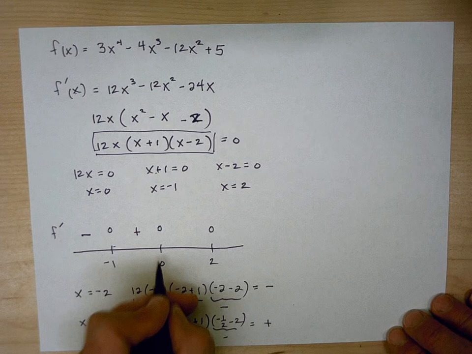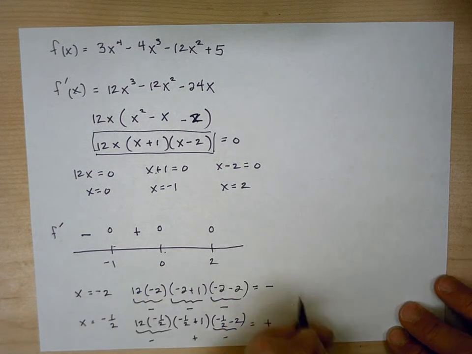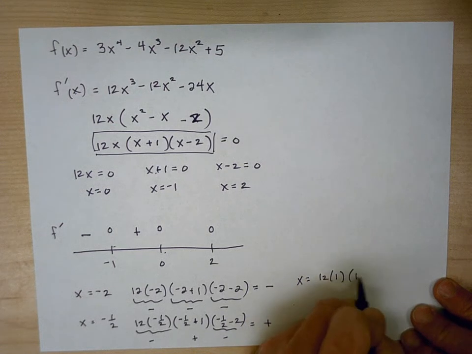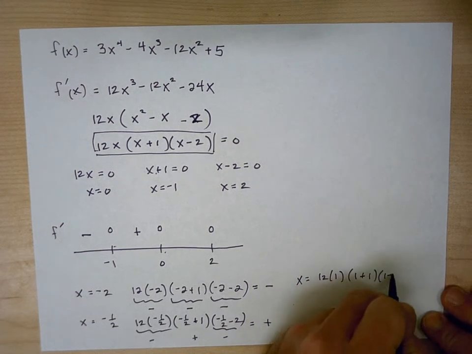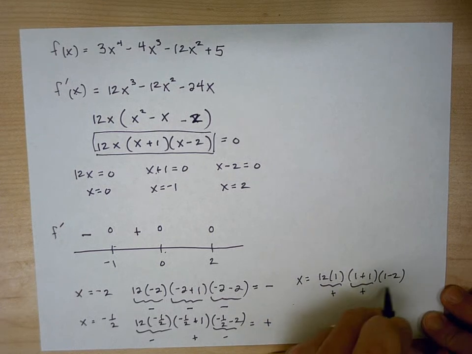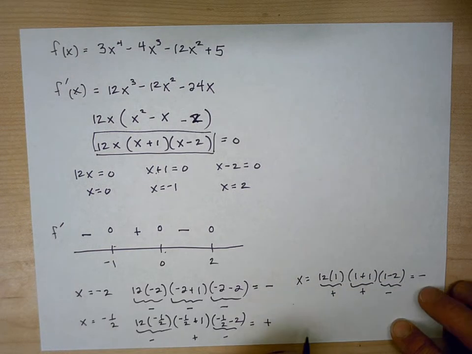All right, now I want to pick another test value somewhere in between here. 1 seems like a good choice. So when x equals 1, I have 12 times 1, and then 1 plus 1, and then 1 minus 2. So this, positive, positive, negative. So if I multiply these all out, I get a negative. So that's negative. Finally, pick something greater than 2.